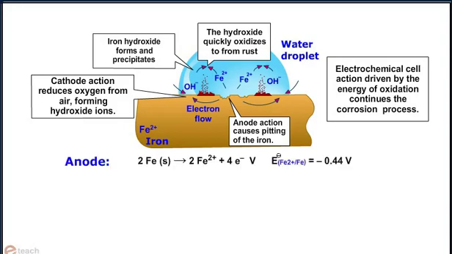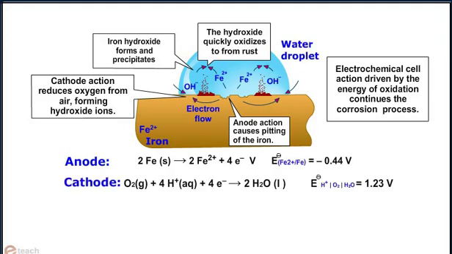The reaction taking place at anode is 2Fe gives 2Fe²⁺ plus 4 electrons. The E naught of the reaction Fe²⁺ to Fe is equal to minus 0.44 volt. At cathode, the reaction taking place is O2 plus 4H⁺ plus 4 electrons gives 2H2O. The E naught for this reaction is 1.23 volt.